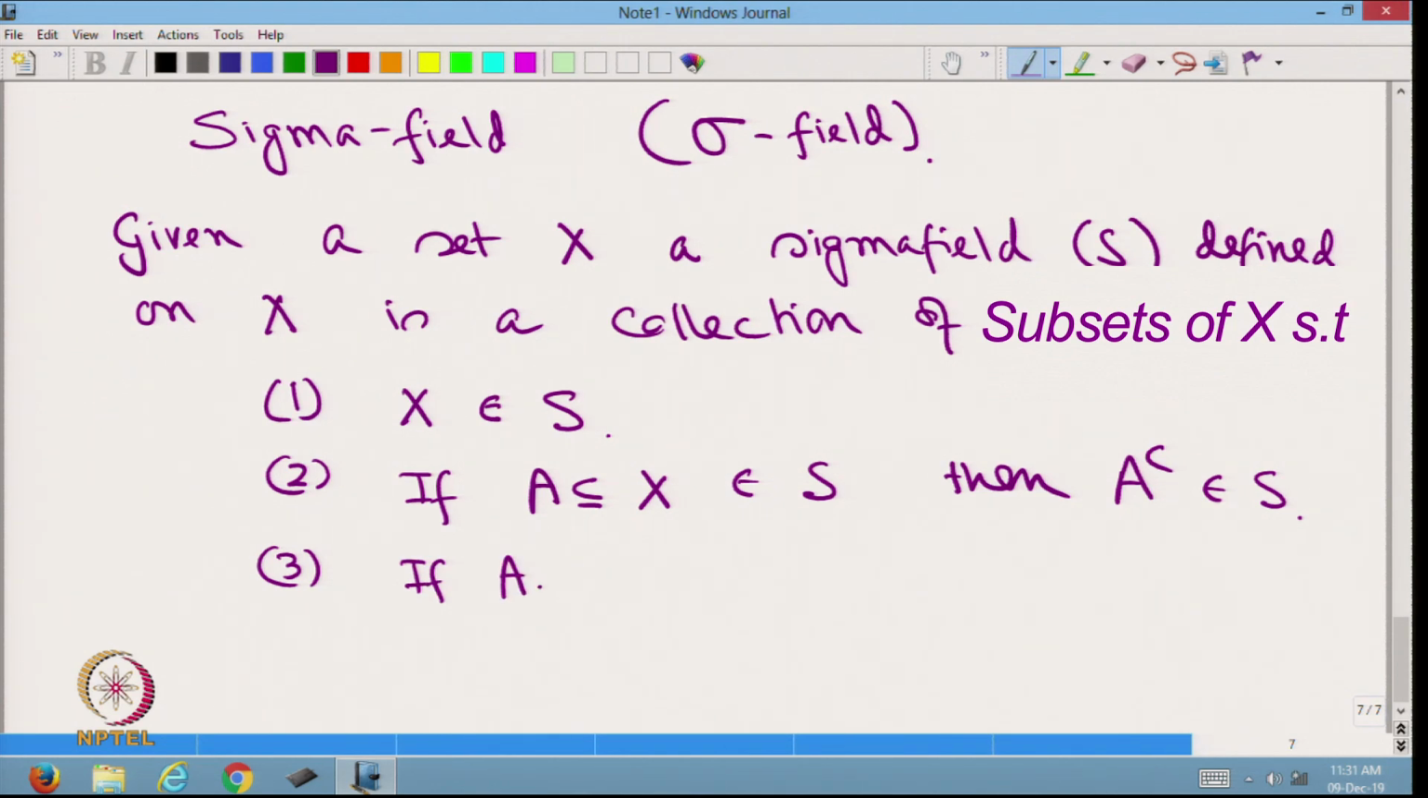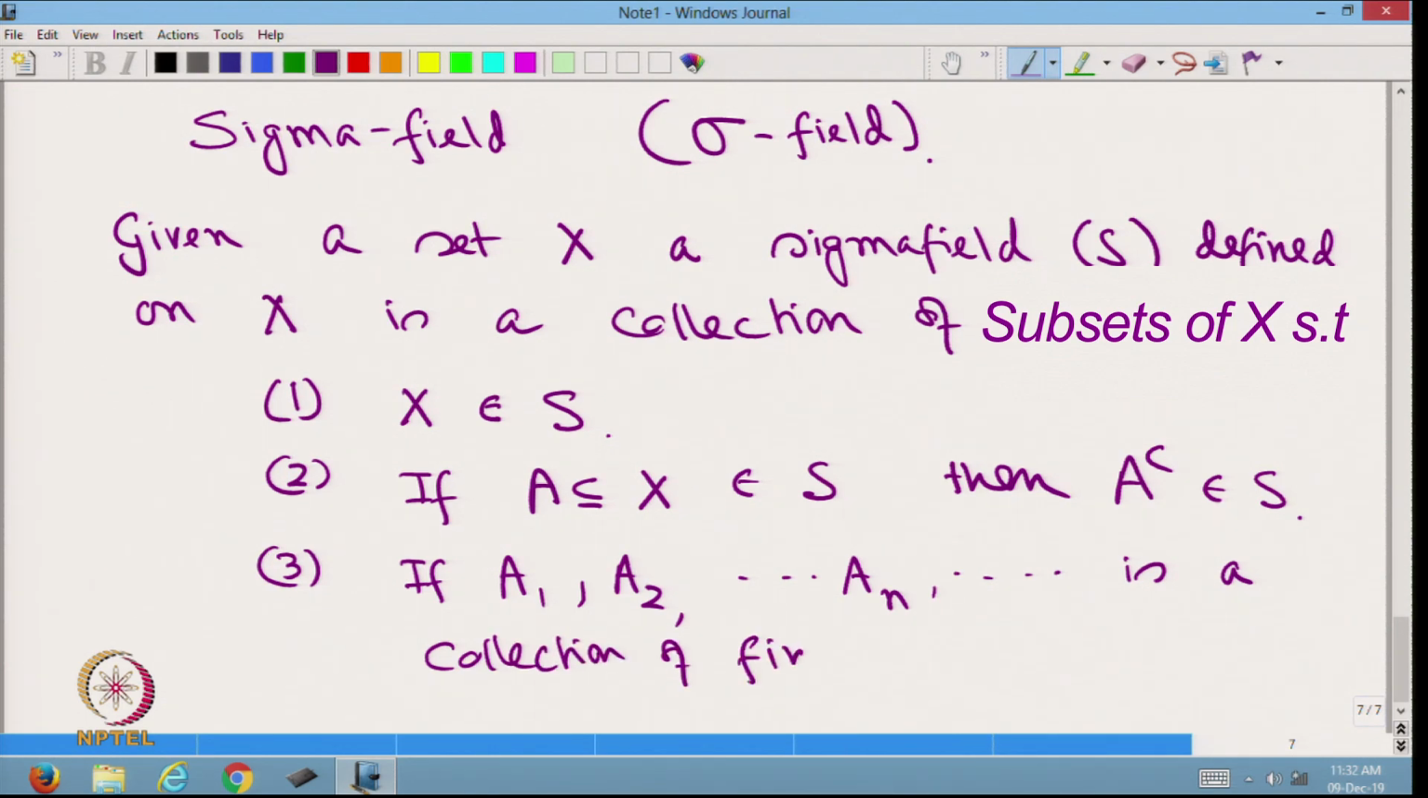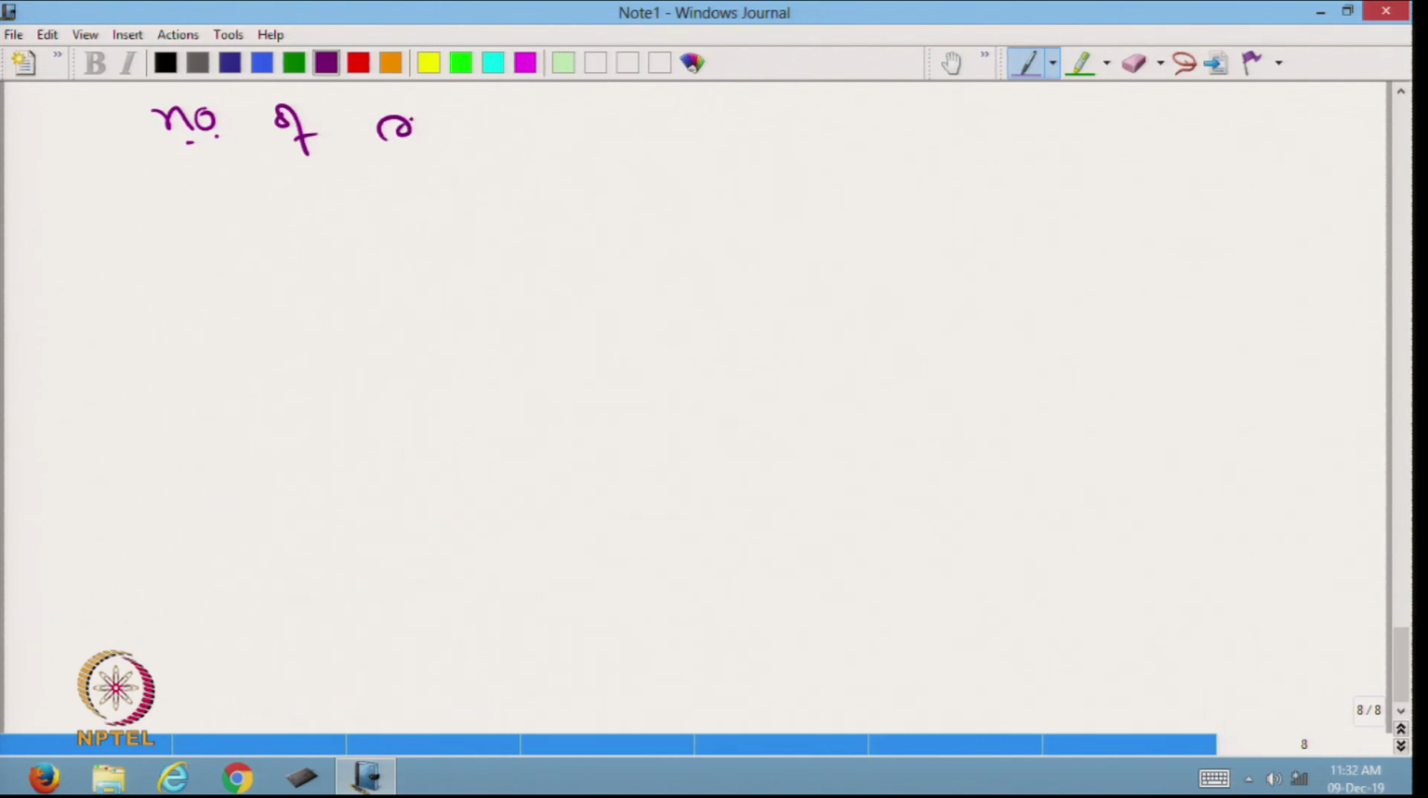if A1, A2, ..., An is a collection of finite or countable number of subsets of X, then the union over i of Ai also belongs to S. So, once a collection of subsets of X satisfies these above properties, we call it a sigma field.